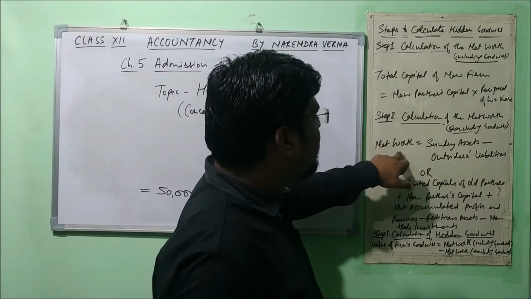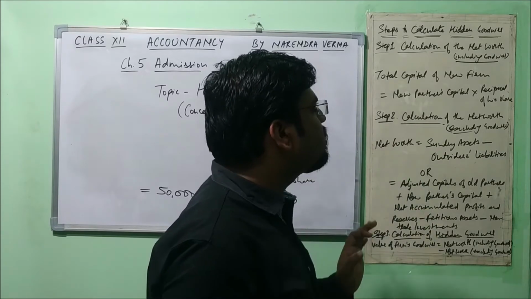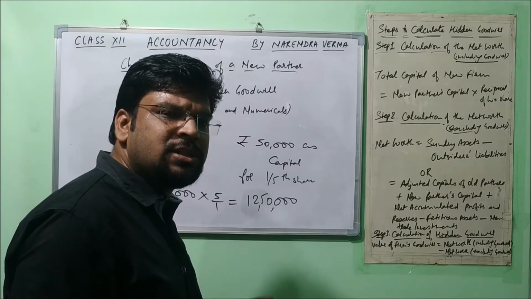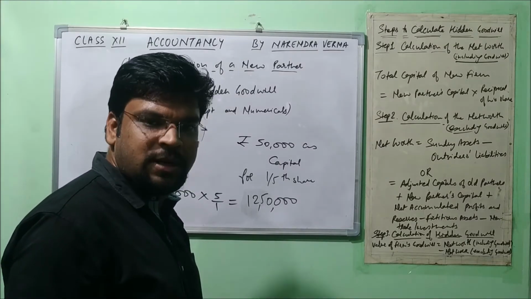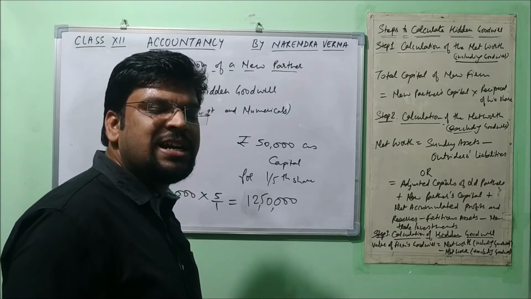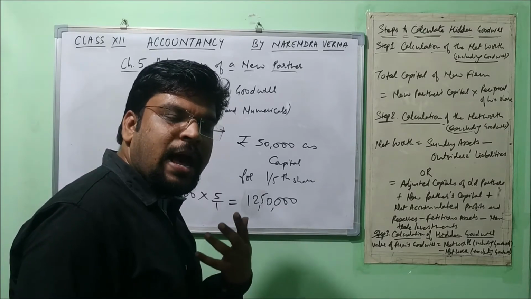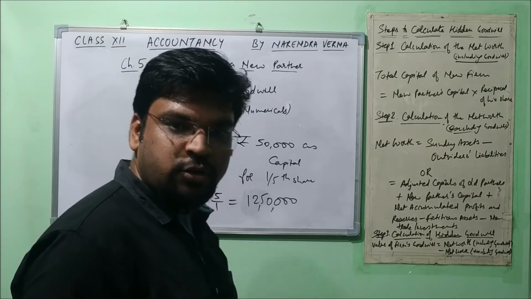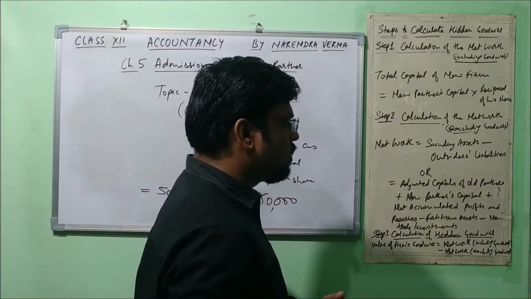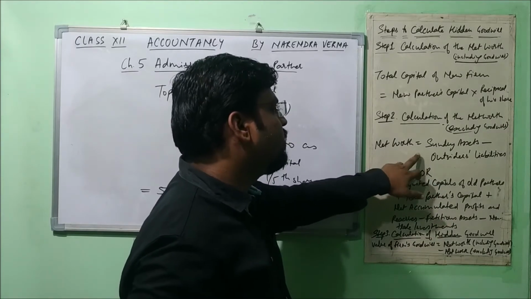So what is the formula of net worth? Net worth is equal to sundry assets minus outsiders' liabilities. And what are the outsiders' liabilities? Outsiders' liabilities means except capital and reserves and surplus, whatever is belonging to a third party, that is outsiders' liabilities. Whether it is sundry creditors, outstanding payments, loans, and unearned incomes, etc. Understood the point? So there is one more formula for that. Actually it depends on the question. If in the question sundry assets and outsiders' liabilities are given, then net worth will be calculated with this formula.